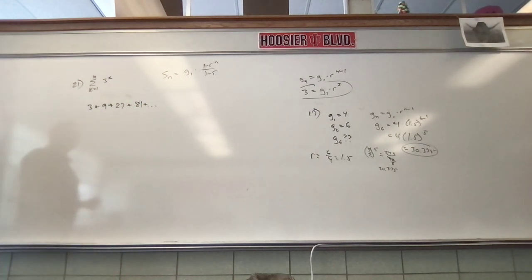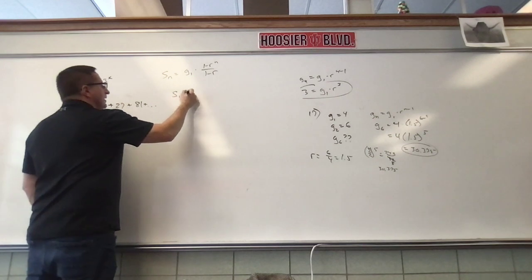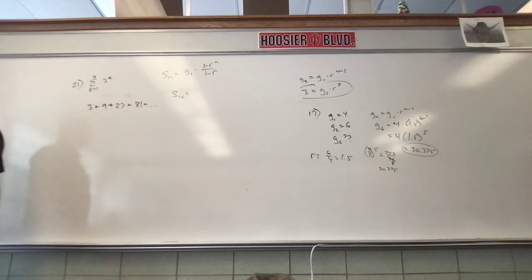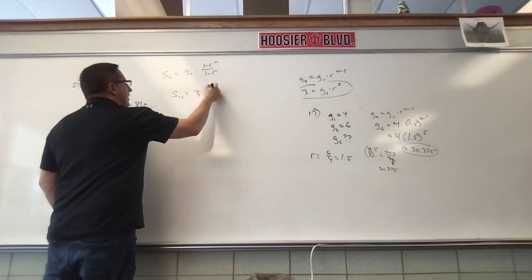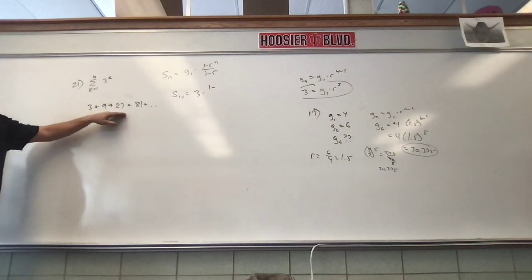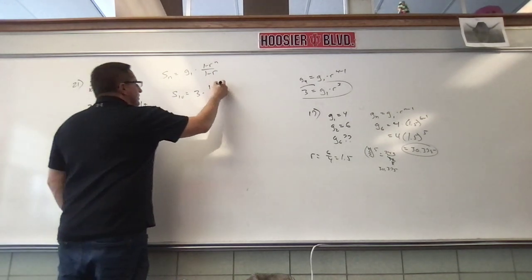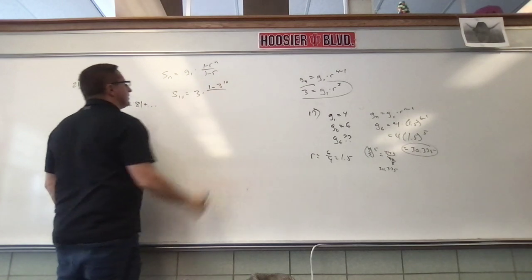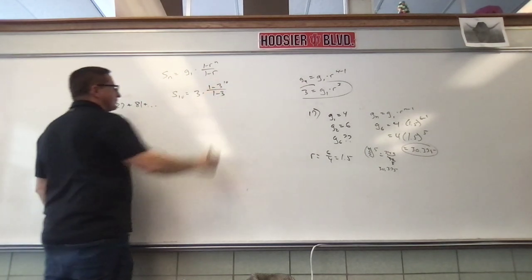There's 10 numbers, okay? So the sum of those 10 numbers from 1 to 10 equals g sub 1, which is 3, the first number was 3, times 1 minus your ratio. Well, your ratio, how you go from 3 to 9 and 9 to 27, 27 to 81, we're multiplying by 3. To the 10th power over 1 minus 3.